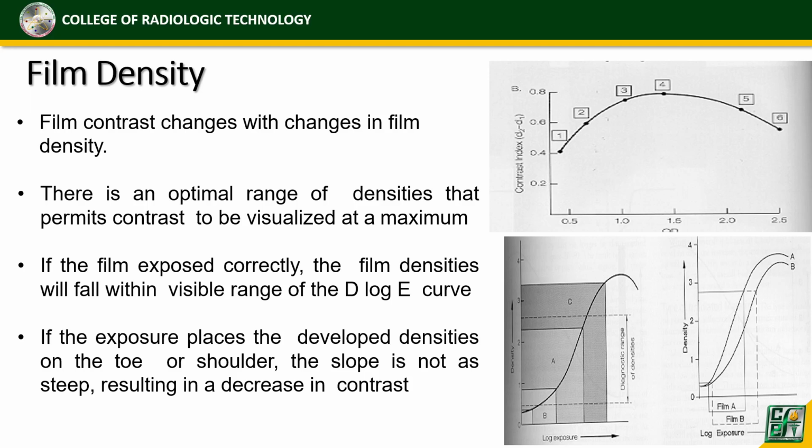Okay, so example nito, based doon sa ating graph na makikita nyo. Okay, di ba doon sa we have the contrast index and the optical density. So according to the graph, the highest contrast ay naproproduce near the 1.5 optical density. Okay, 1.5 optical density.